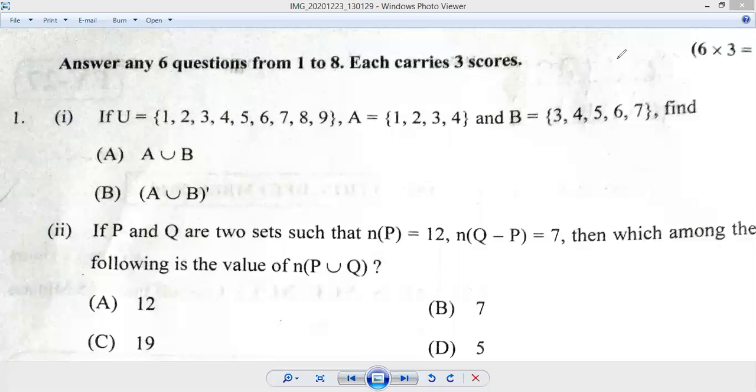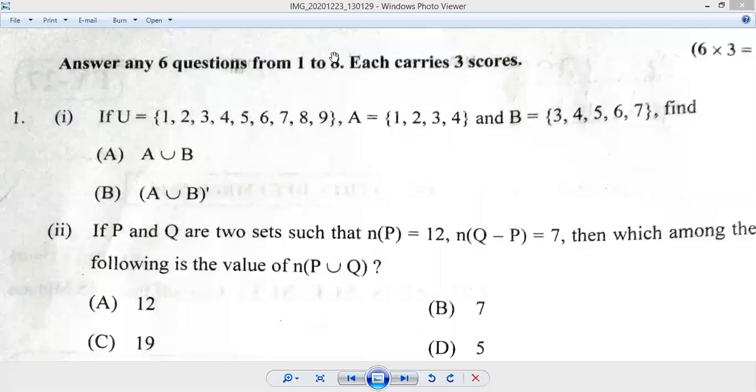Hello all. In this video, I will be solving the +1 mathematics improvement question paper. The first question is, we have given two sets A and B and the universal set U. So we have to find the A union B and the complement of A union B.